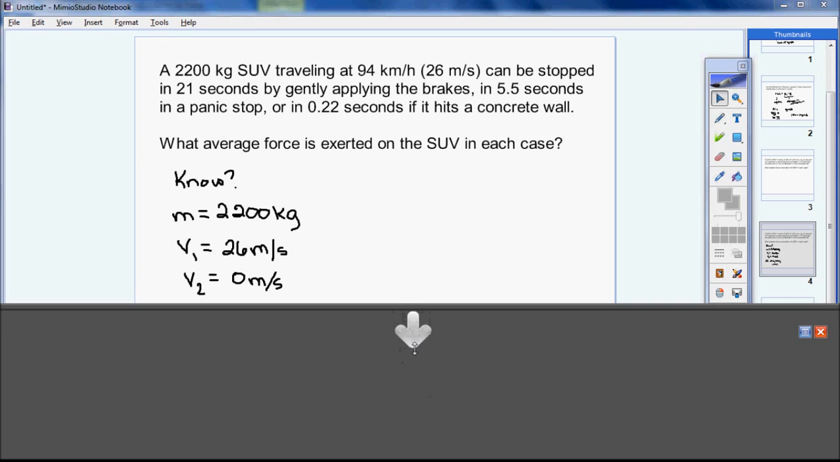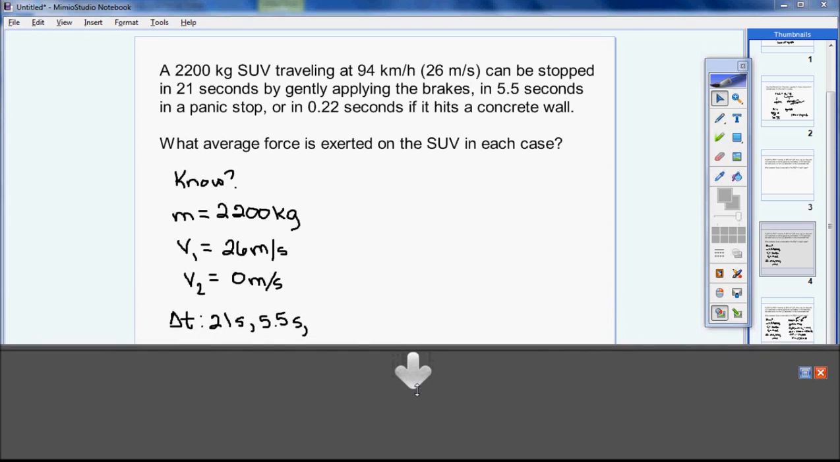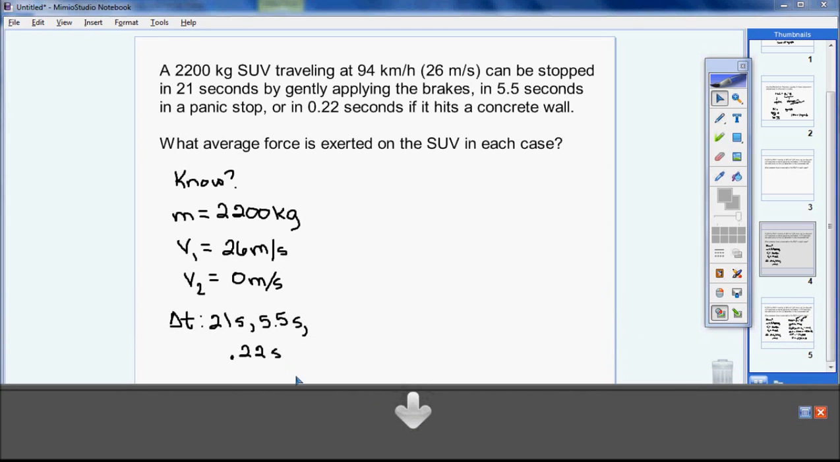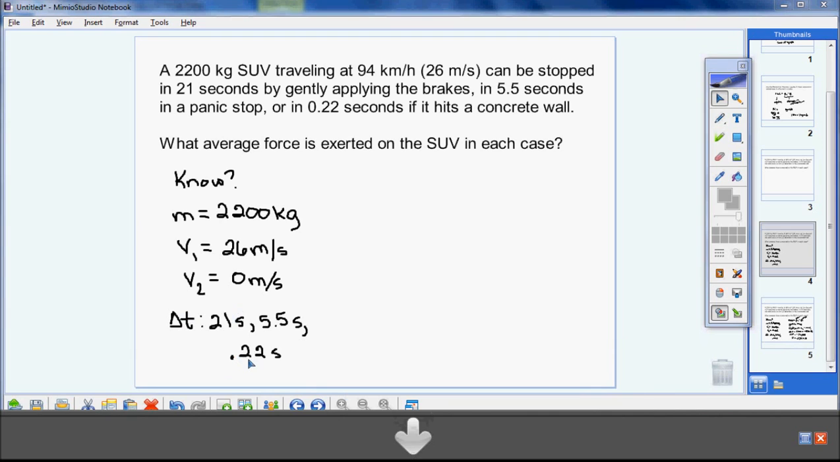And the change in time, well, there are 3 changes in time, and we're actually asked to do 3 different questions in this case. We're asked to evaluate the force during the 21-second stop. We're asked to evaluate the force in the 5.5-second stop. And we're asked to evaluate the force in the 0.22-second stop. So we have 3 things to consider here.